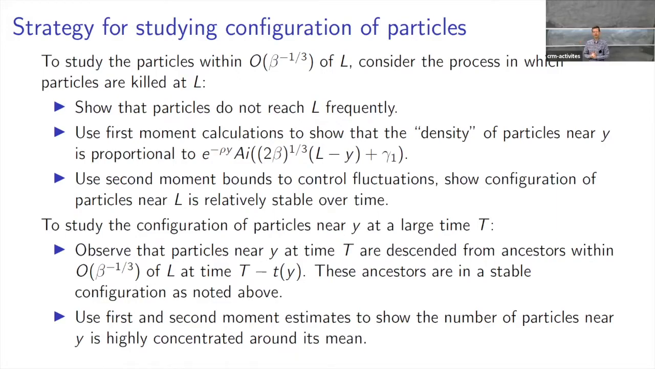Now, most particles, however, are not close to L. So to study the configuration of particles near y after a large time t, we recall from the large deviations heuristics that particles that are close to y at time t are most likely descended from ancestors that are close to L at time t minus little t of y. And those ancestors should have been in this relatively stable configuration. So what we do is start from that stable configuration of particles at time capital T minus little t of y, and then use additional first and second moment estimates to show that the number of particles near y is highly concentrated around its mean.